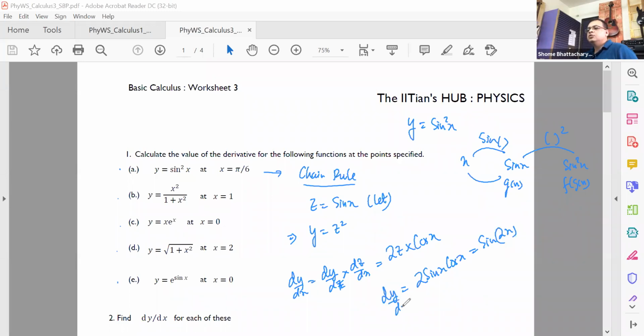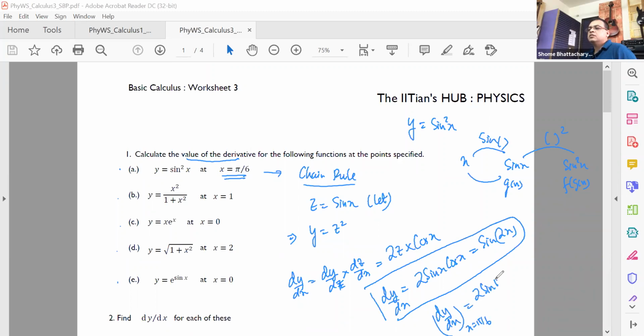So this was the first thing: you find the derivative itself. Now the next thing is you want to find the value of the derivative at x equal to pi by 6. So I want to find dy by dx at x equal to pi by 6. That is 2 times sine pi by 6 cos pi by 6. Now you know pi by 6 is the same thing as 30 degrees. So it's 2 into half into root 3 by 2. So it's root 3 by 2. So your final answer should be root 3 by 2.